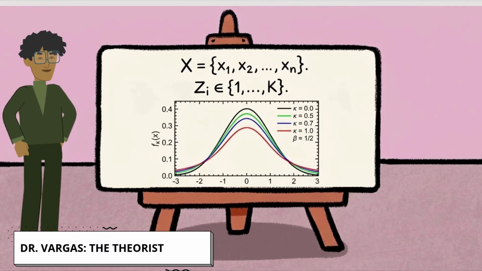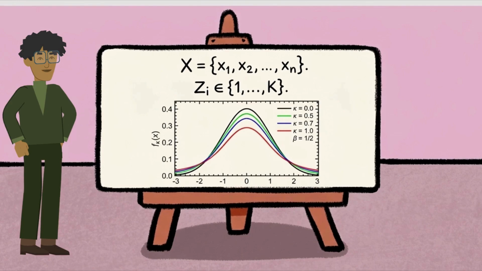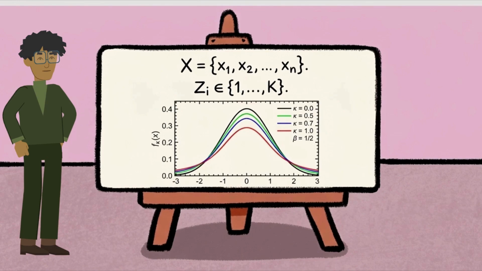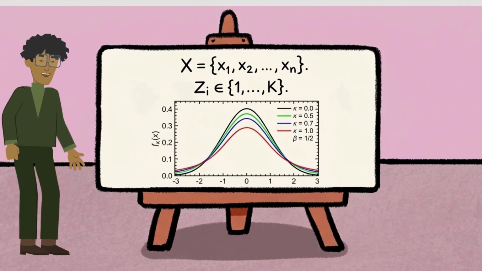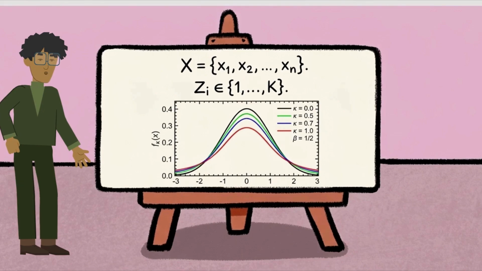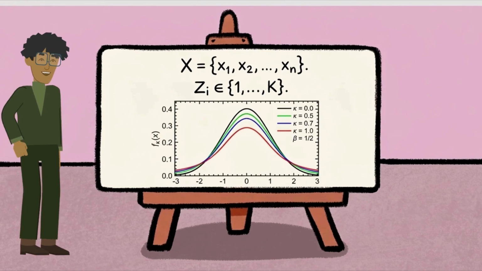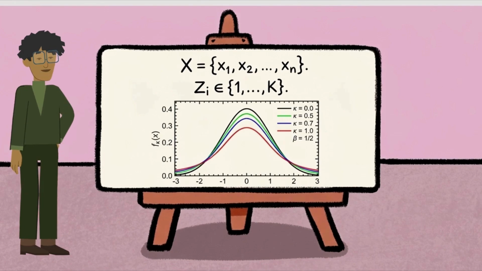Let's formalize. We have a dataset X consisting of x sub 1, x sub 2, up to x sub n. We assume that each point x sub i was generated by one of k Gaussian distributions. We introduce a latent variable c sub i that belongs to the set 1 to k, which indicates which Gaussian generated x sub i. We don't observe c sub i.